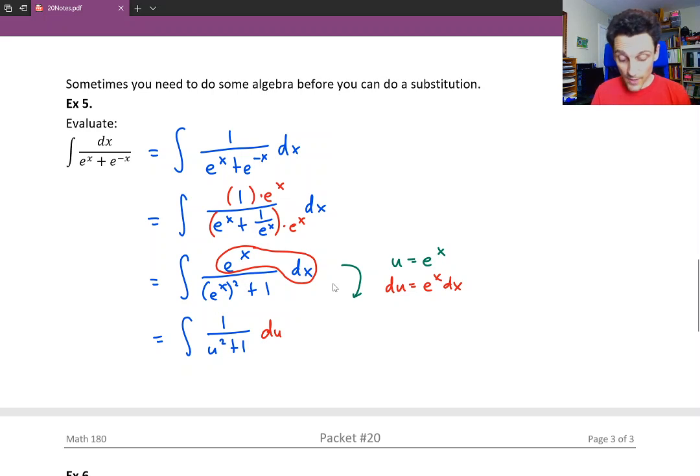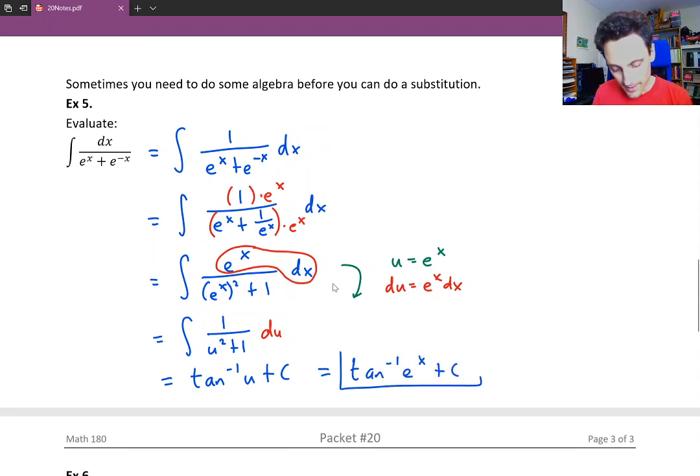Now that's a better integral to be looking at. What's the antiderivative for 1 over u squared plus 1? If you said inverse tangent of u, then that's correct. I know that's a tricky one, but that's a really good one to know. It comes up in a lot of examples in future calculus classes, and this one too. One last step will be to replace the u with e to the x, get us all the way back to x, and there we have the answer.